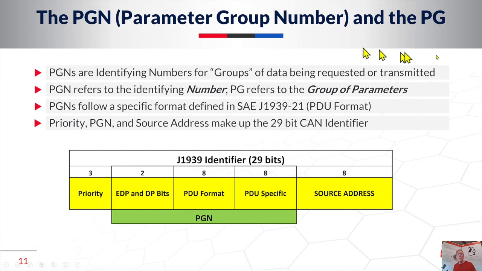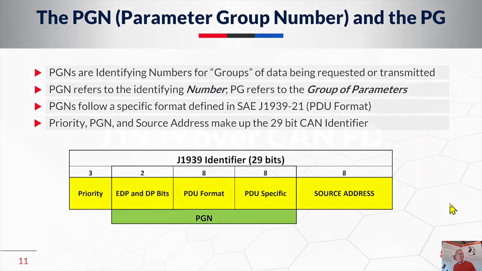The parameter group number is very important. Let's look more closely at that. As transmitted in J1939, the 29-bit identifier consists of 3 priority bits and 18 bits for the parameter group number, which are broken down in the spec: the extended data page and the data page, 1 bit each, 8 bits for PDU format, and 8 bits for PDU specific. Again, I don't have time to go into those in real detail; they're broken down in the J1939-21 specification. The source address comes after that. That's the 29-bit identifier as used in J1939.